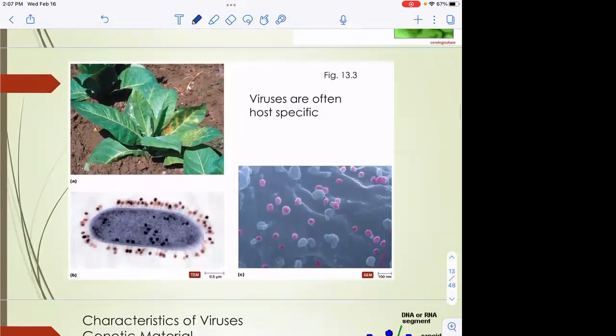And because of those viral spikes or surface proteins, viruses are often very host specific. So here are some examples. Here's an example of a tobacco plant that's infected with tobacco mosaic virus. And actually, just look this up. That particular virus infects a whole family of plants that includes tomatoes and petunias, which I was not aware of. But anyway, tobacco mosaic virus is not going to harm us, right? They're specific for a certain kind of plant.